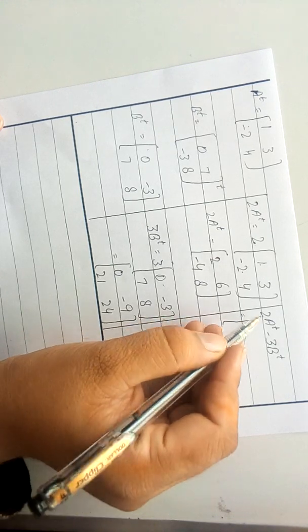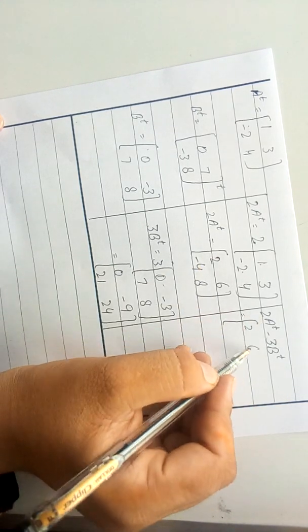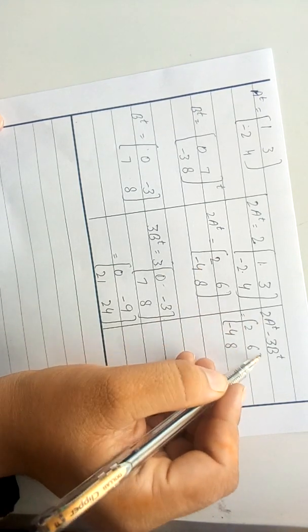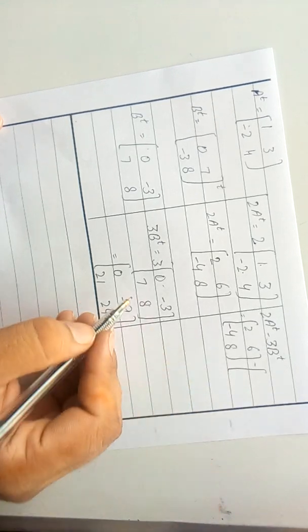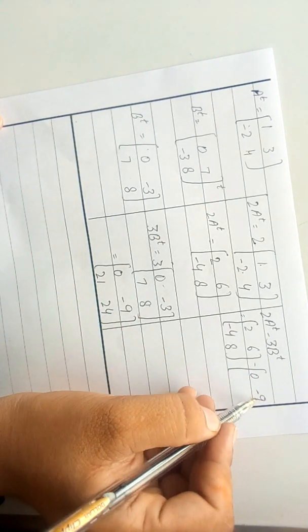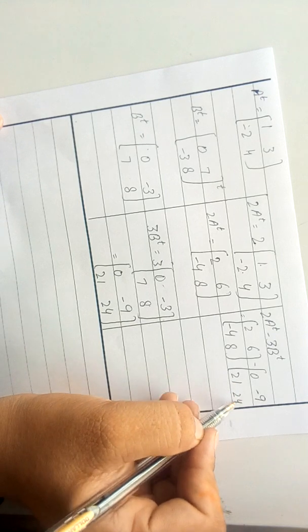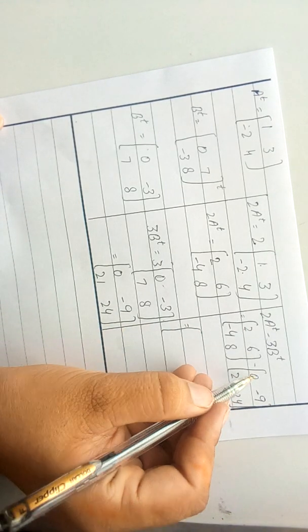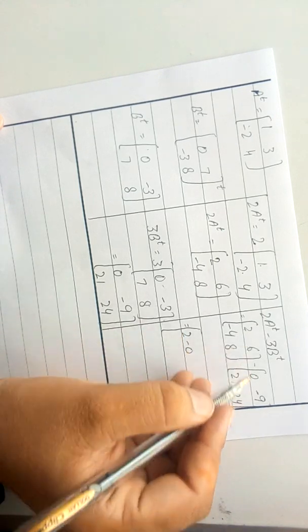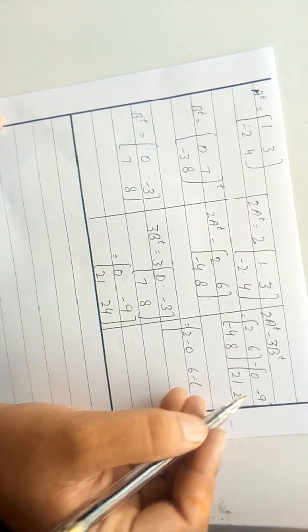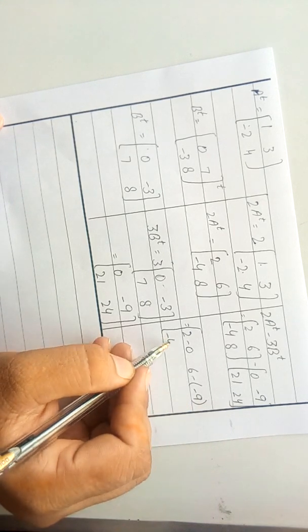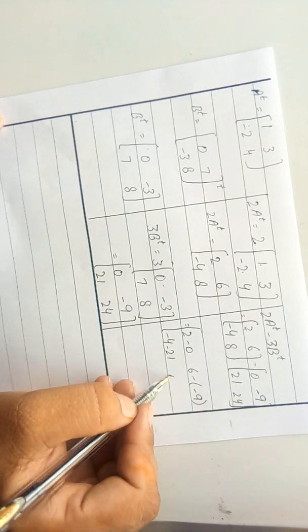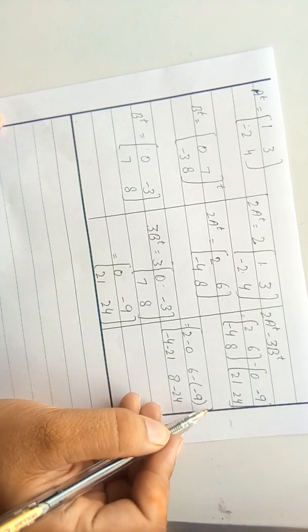Just putting values, 2A transpose is equal to 2, 6, minus 4 and 8, minus 3B transpose equals 0, minus 9, 21 and 24. We will subtract the corresponding entries. 2 minus 0, 6 minus minus 9, minus 4 minus 21 and 8 minus 24.